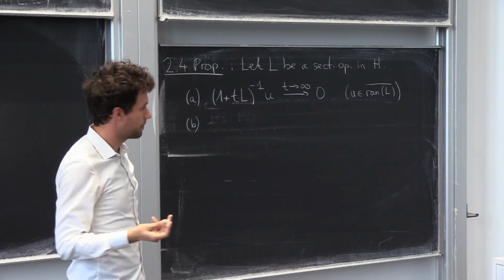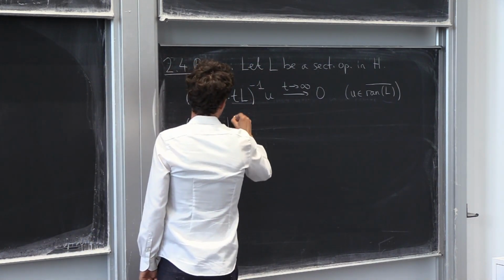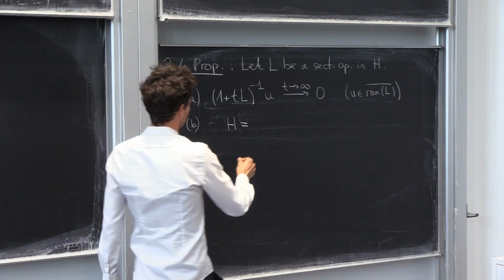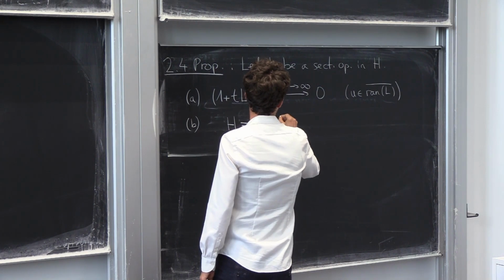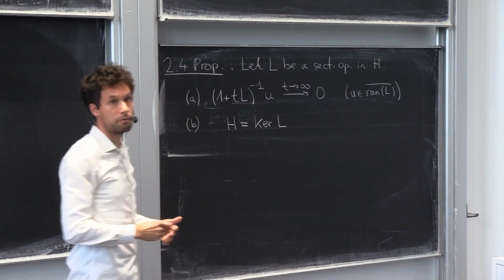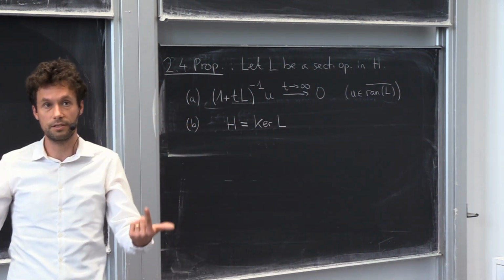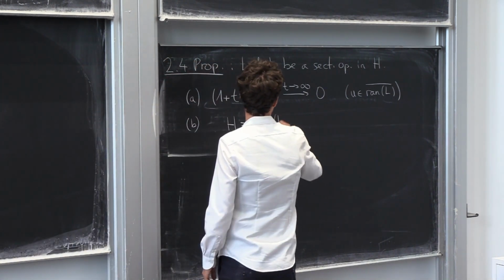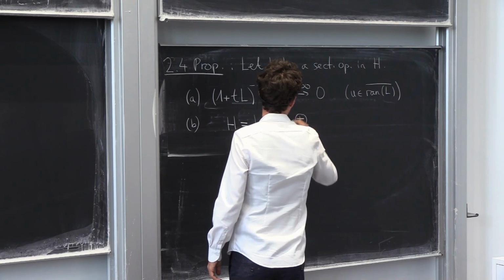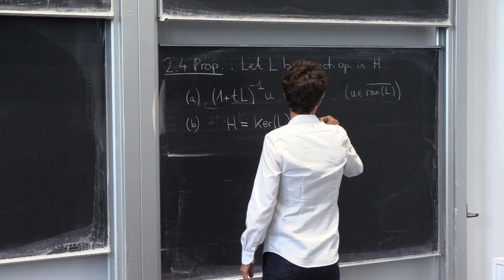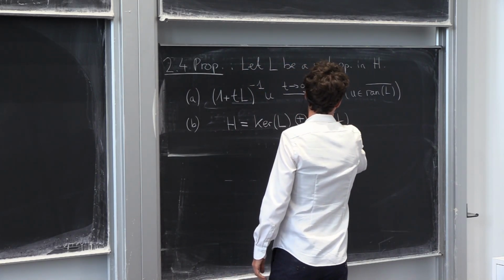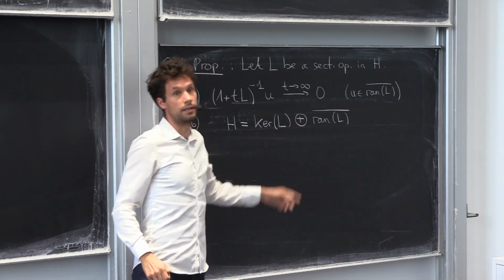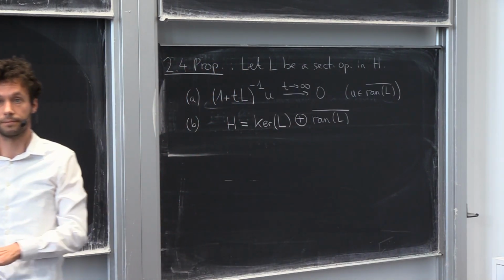As a second step, we are going to use this first property, innocent as it looks, to prove that there is a decomposition of the underlying Hilbert space that is introduced by the operator L. Namely, H is the topological sum of the kernel and the closure of the range of L. Okay? It's a topological, in general, not an orthogonal sum.